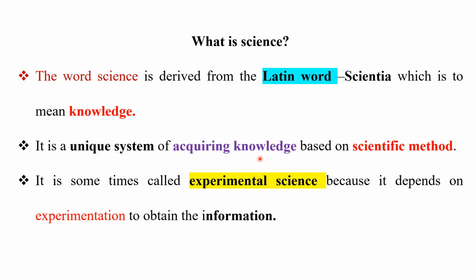It's a unique way of acquiring knowledge, but we depend only on scientific methods. Biological science is sometimes called experimental science. It depends on experimentation to obtain information, to obtain evidence, and to develop theories, because it's a natural science. I hope it's clear for you.